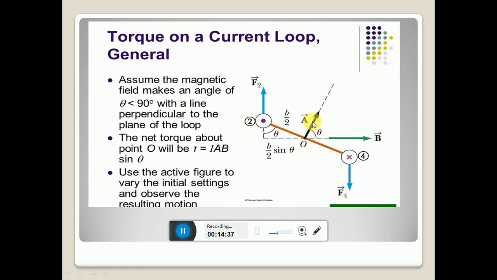This is the normal of that coil making an angle theta with the magnetic field. So the torque acting on the coil will be tau is equal to BIAN sin theta. This is the equation you have to apply to get that solution.